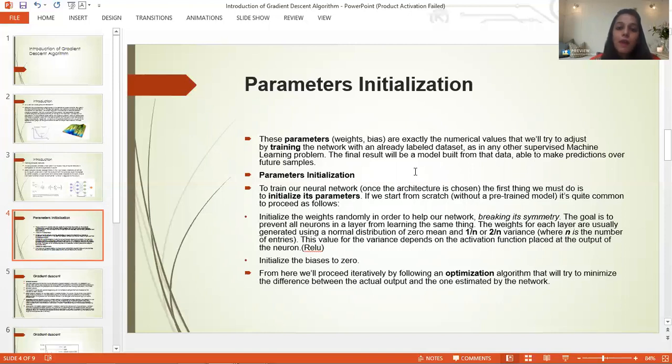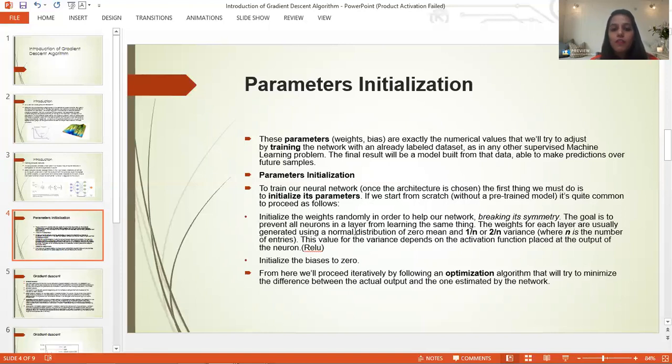Okay, so parameter initialization we do first. Initialize the weights randomly in order to help our network break the symmetry. If here we use w equal to 0, then what can happen? Nothing. No use of this kind of algorithm. It gives you the same output, right? And it gives you a straight line. So we have to take the weights randomly in order to help our network break the symmetry.